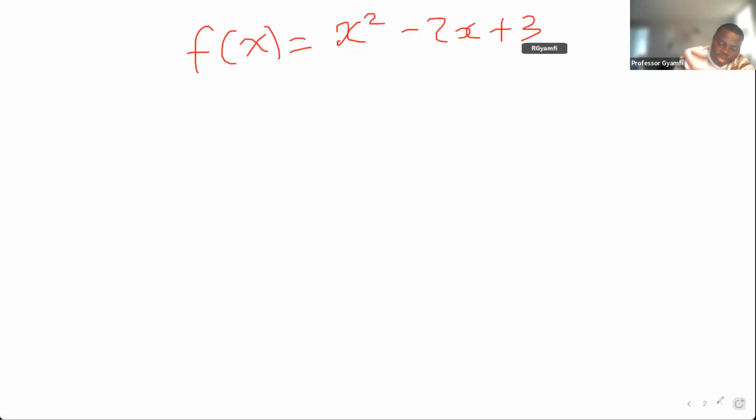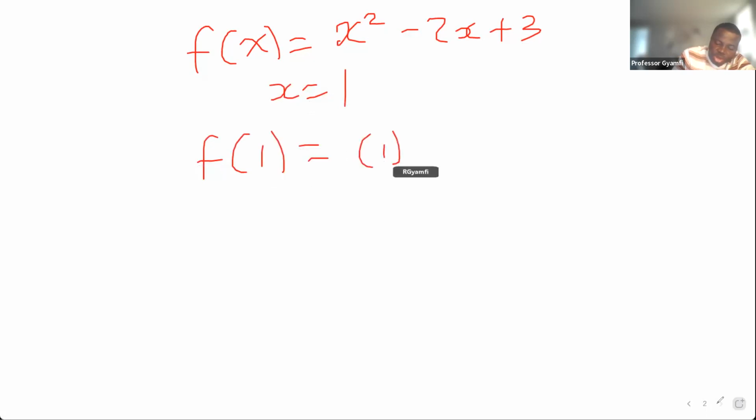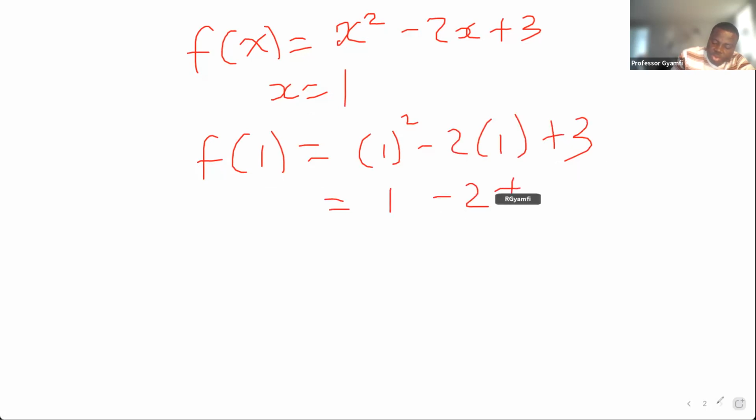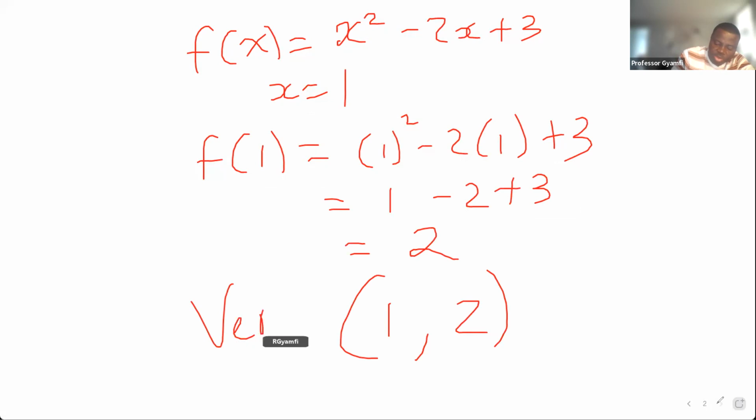So if x equals 1, I have f of 1 equals 1 squared minus 2 times 1 plus 3. 1 minus 2 plus 3. 1 minus 2 is negative 1, plus 3 is 2. So when x is 1, y is 2. This is my vertex. Okay? This is my vertex.